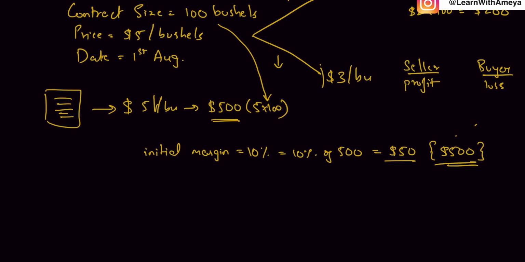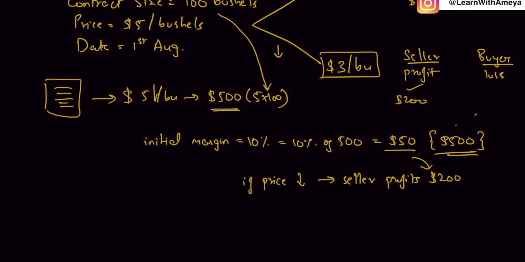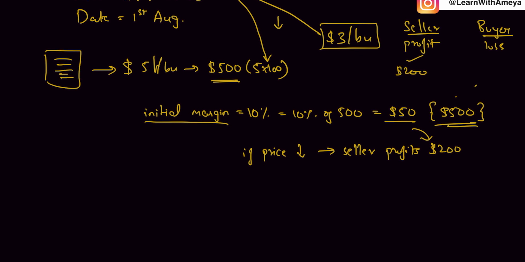Now, in this case where the price is decreasing to $3, it's a profit for the seller of $200. So basically, if the price decreases, the seller profits $200 by only spending $50. So here you see, just by spending a small amount of money, which is the initial margin, you get a big exposure to everything in the contract. That's why usually people go into trading derivatives like futures, options and swaps, because just by putting a small amount of money, you get an exposure to a lump sum amount of money. So this is how the mechanics of futures work.